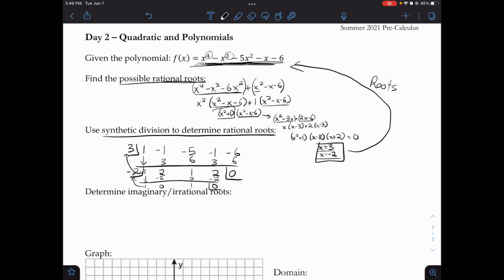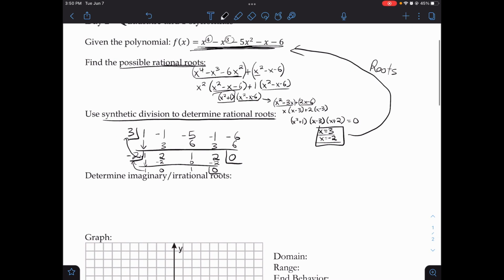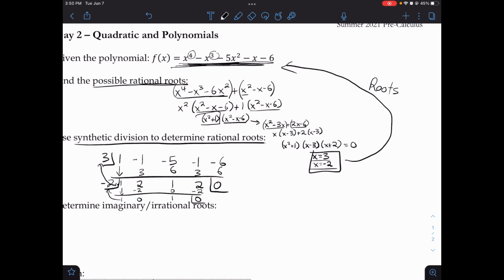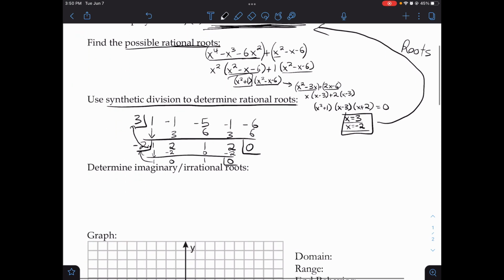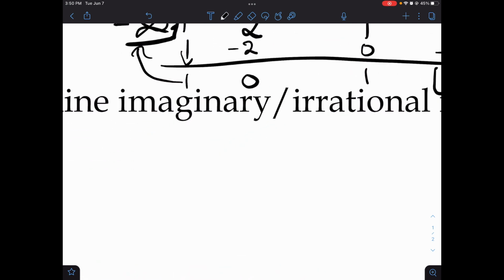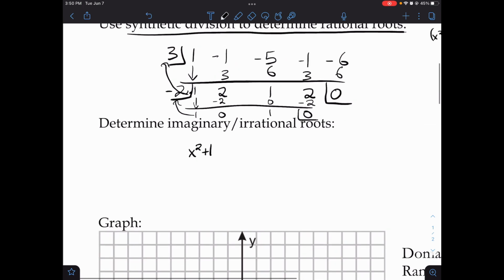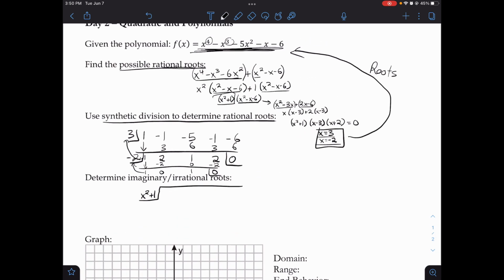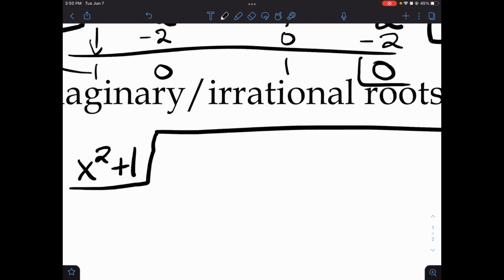Okay, now determine imaginary or irrational roots. Okay. So our imaginary root in this polynomial is x squared plus 1. Now to determine that, we cannot use synthetic division. So we're going to use long division. So long division is like this. And then we divide the whole polynomial right here by this term right here. So this is our divisor, and where I'm going to write my dividend.